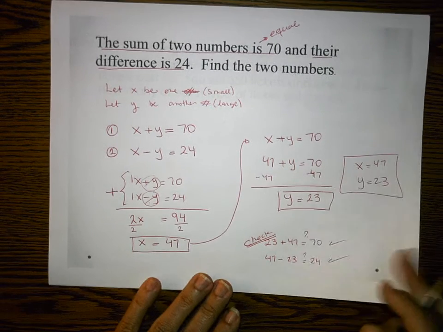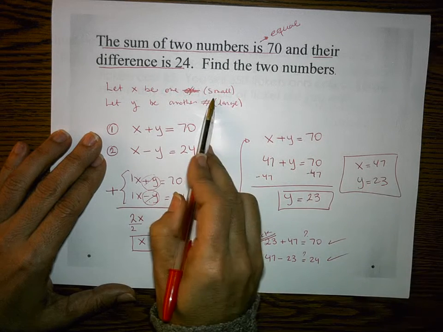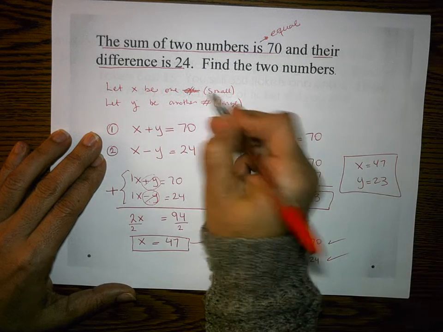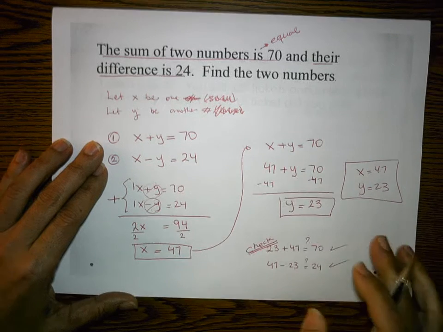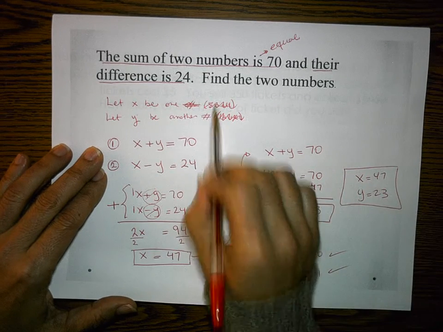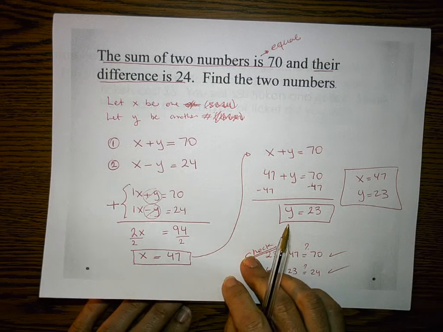Okay? So remember, we're always writing two equations. In this case, the x was not the smaller number. The x was actually the larger number, and the y was the smaller number. We didn't know anything about this x and y. That's why it was hard to decide which one they were. Okay? All right, let's go to another question.